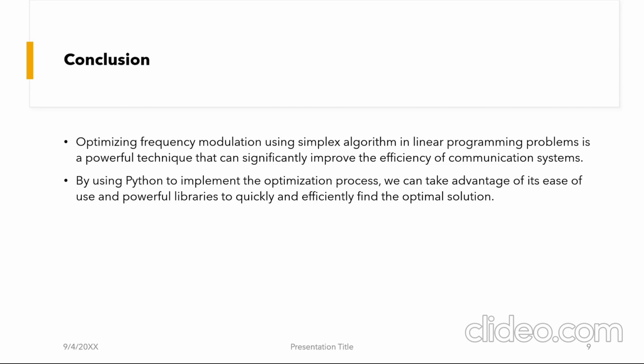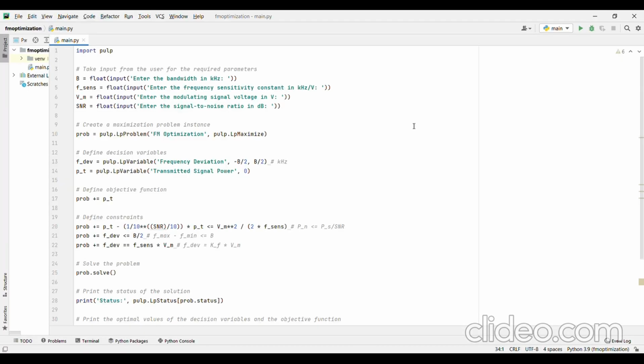And that's it. Next we are going to discuss the code in Python and implement it to get the feasible solution. This is the code in Python to maximize SNR and get a feasible solution.